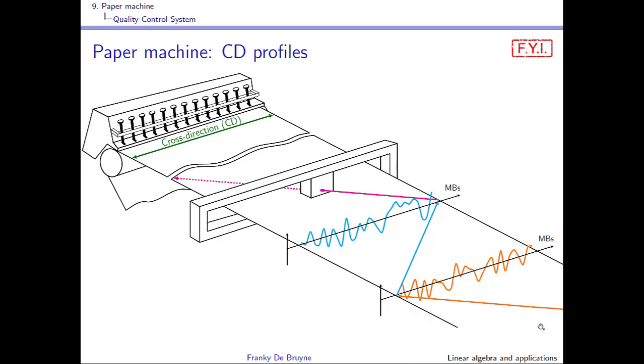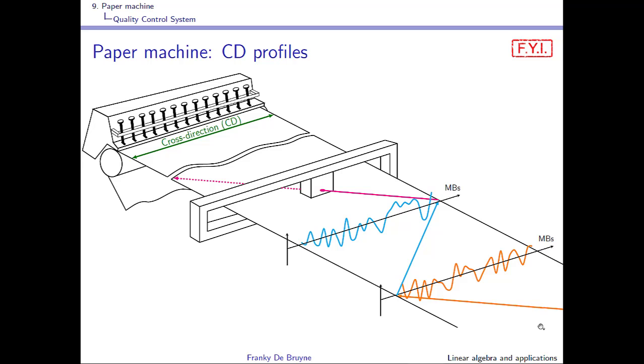For CD control, you use CD profiles, and these profiles are obtained from the last scan of the scanner, going from one side of the paper web to the other side. For instance, the profile in orange is from the scan that you see there in orange, from the right side to the left side, and the profile in blue is from a scan from the left side to the right side.